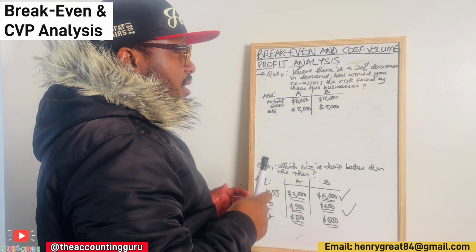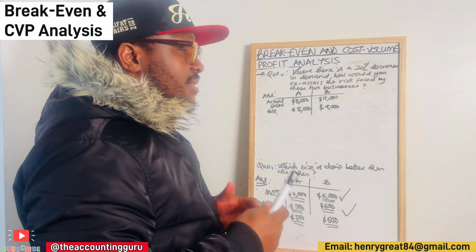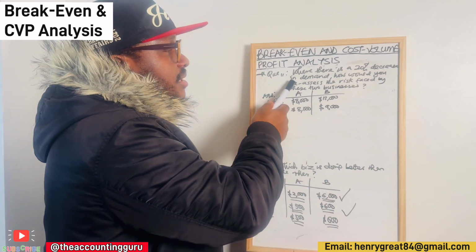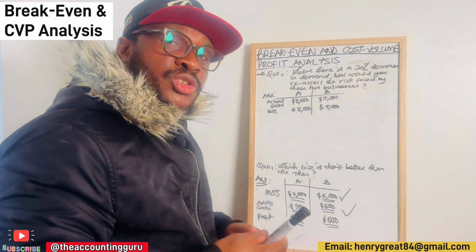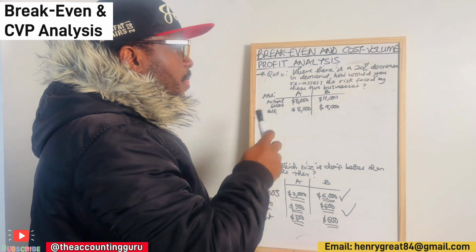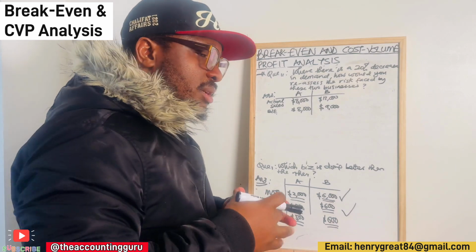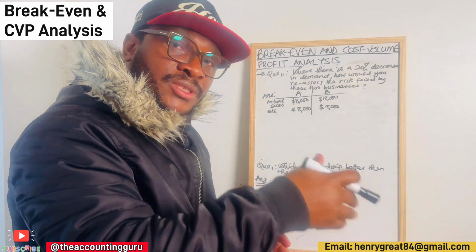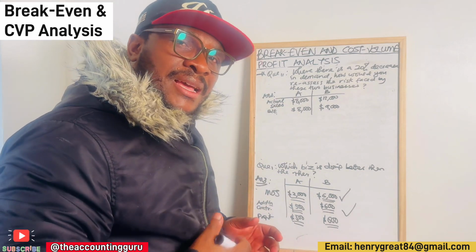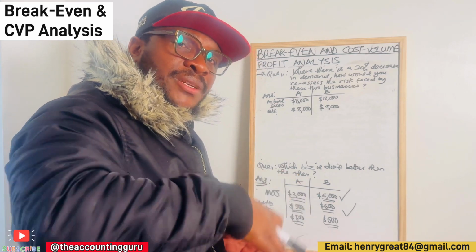Okay, so look at this. The question is now asking you, would you still say business B is far better than business A? Here you said business B is better than business A. Given this situation, would you still maintain your answer or your position? So let's look at business A. Business A here is showing that its actual sales would be the same as its break-even sales, which means that business A is actually operating at its break-even.